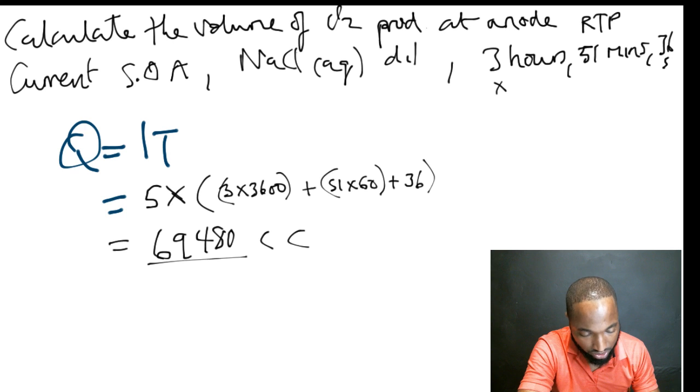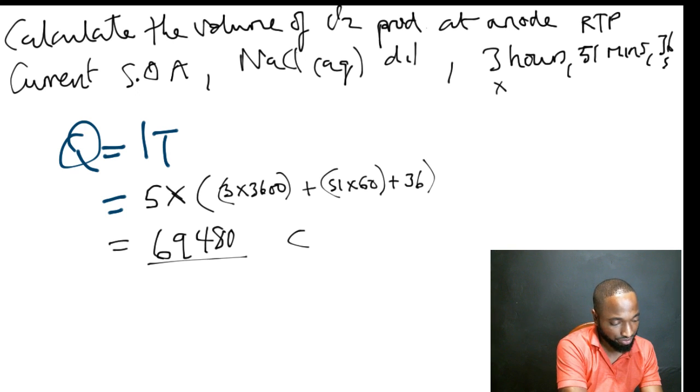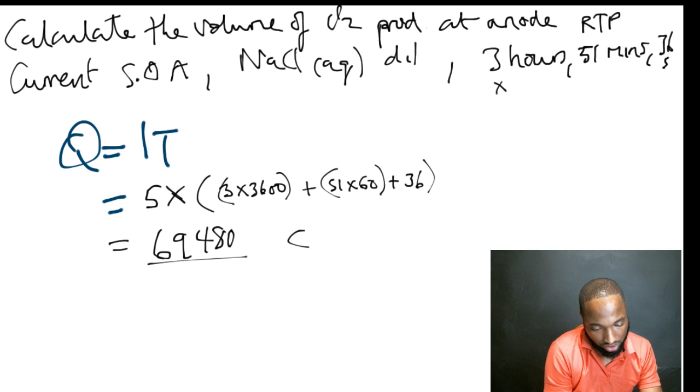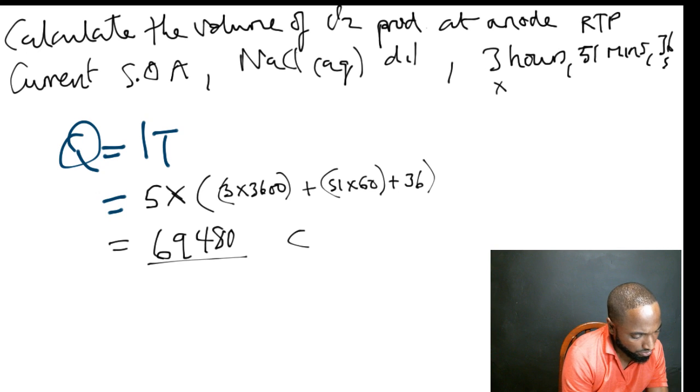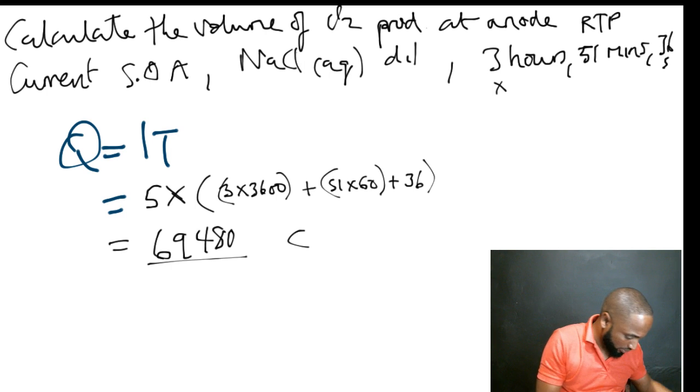69480 coulombs. Once I find the coulombs, I need to attach this. Find the volume of oxygen produced. 1 mole of electrons, ding ding ding, 1 mole of electrons are lost in forming 1 mole of oxygen. Alright, so I need my half equation.